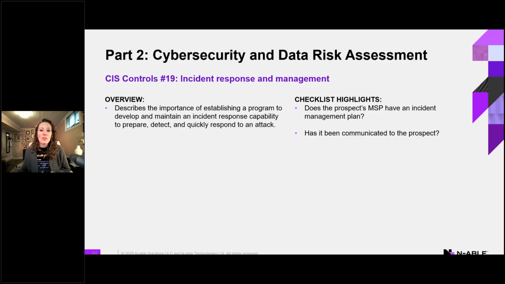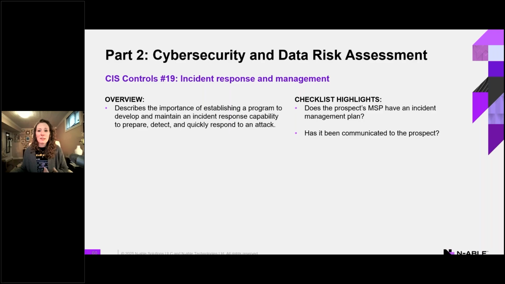And so this allows you to have that conversation with the prospect and say, does your current MSP have an incident management plan in place? Have they shared that plan with you? If they detect something and they call the MSP, what happens after that? Because the customer needs to know about this. The business needs to know about this.